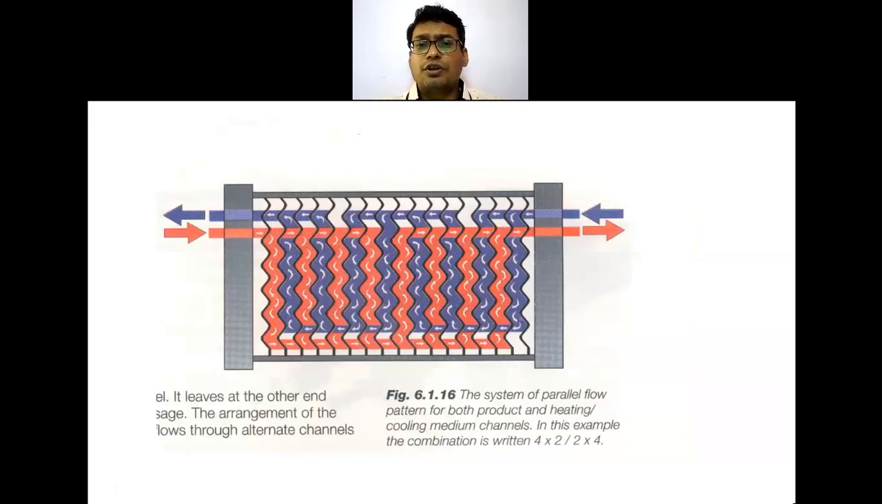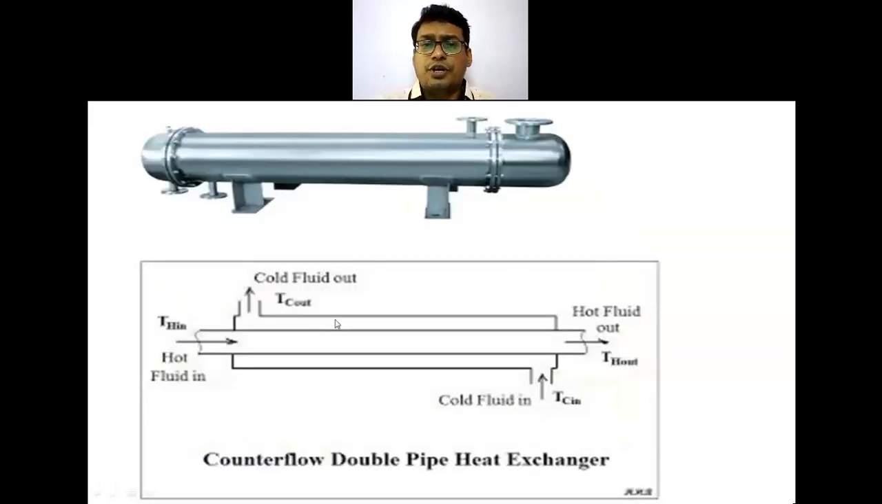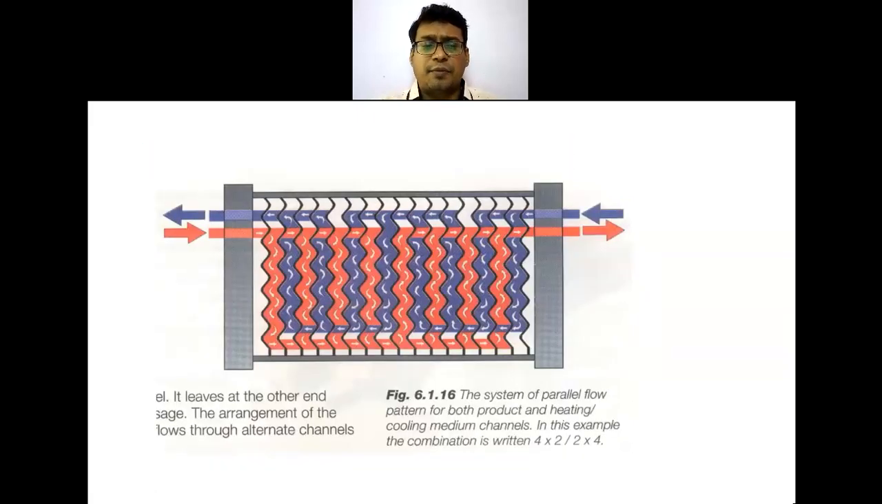So this is the flow arrangement. You can see the hot fluid on this side. Red is showing the hot fluid and blue is showing the cold fluid. This is the total assembly for your plate type heat exchanger. Now in this experiment we are going to calculate the heat transfer coefficient in a plate heat exchanger.